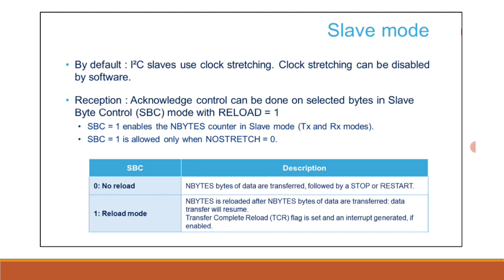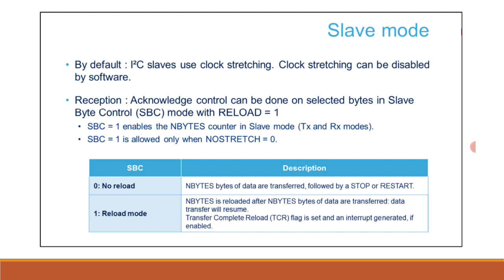In receive mode, when slave byte control is enabled with the reload bit set and the number of bytes to be transferred is 1, the transfer complete reload flag is set after each received byte and the SCL line is stretched. That is, the clock line is stretched. This is done after data reception and before the acknowledgement pulse. The receive buffer not empty flag is also set so the data can be read.